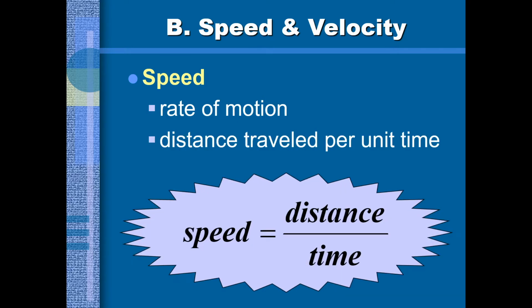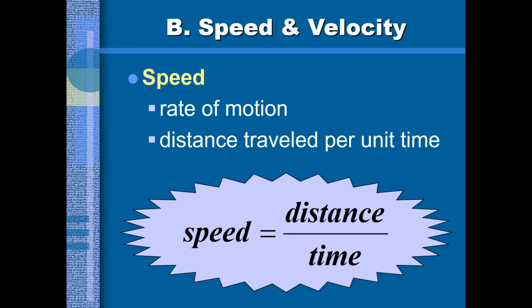Speed is a rate of motion. It is how we describe motion: how fast are you moving? It is defined as the distance traveled per unit of time. Speed is equal to distance divided by time. We let speed be represented by either the letter S or the letter V for velocity.